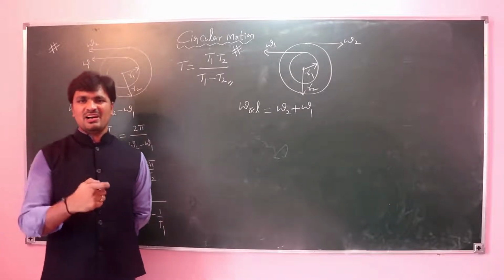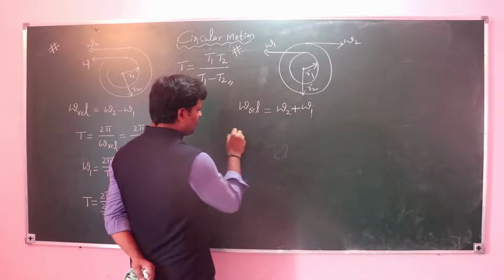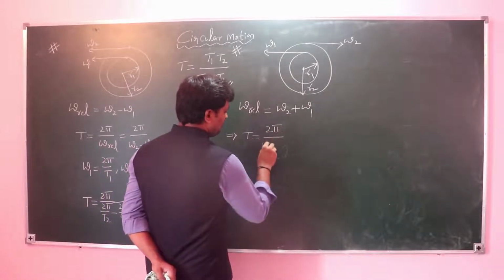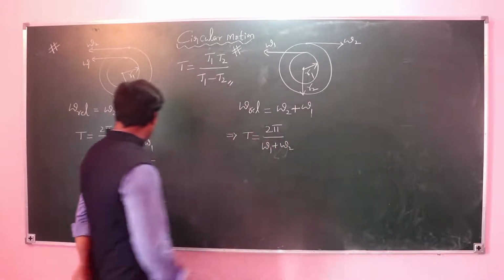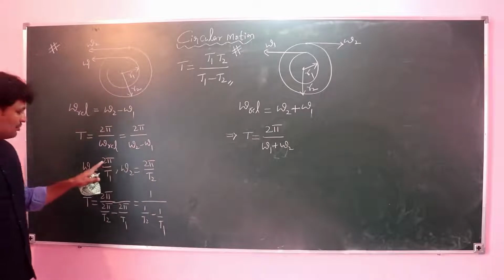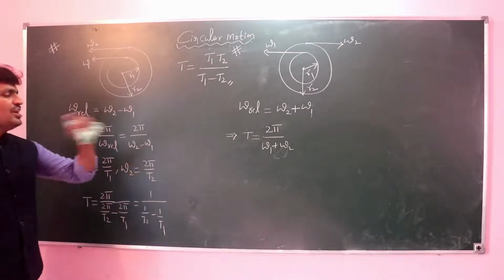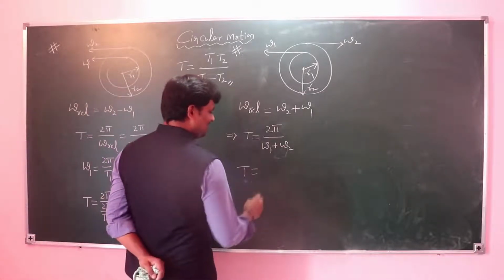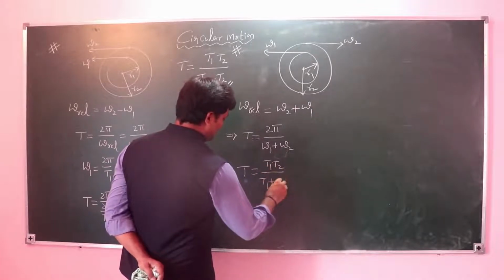So that's why omega 1 plus omega 2. Then what about the time difference between them? Again 2 pi upon the angular velocity omega 1 plus omega 2. What is omega 1? Here we already wrote 2 pi by t1. What is omega 2? 2 pi by t2. If you substitute there, you finally get t1 t2 upon t1 plus t2.